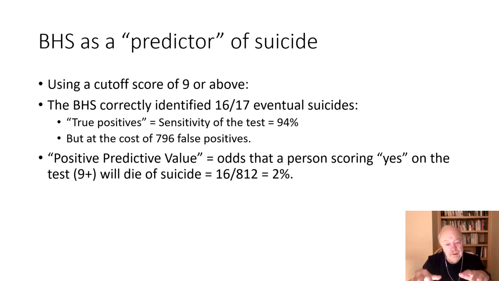Now, this is from the point of view if you were trying to develop a test. If you're a clinician using this with an individual client sitting in front of you, then really you're not interested in the test perspective, how many of the people who are going to die by suicide score yes on the test. You want to look at it another way. You want to look at it as, if this client in front of me scores a yes on the test, what's the probability that they will actually go on to kill themselves? And here, the Beck Hopelessness Scale does not do so well. This metric is called the positive predictive value. And again, the positive predictive value is the odds of a person scoring yes on the test who will actually go on to die of suicide.